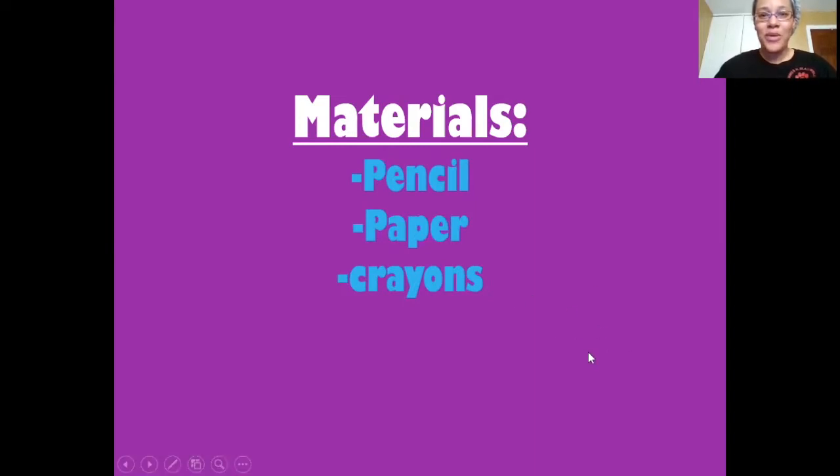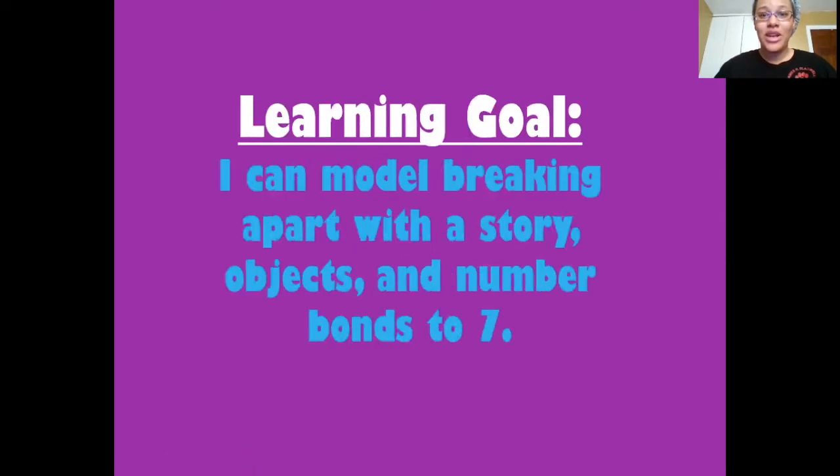Okay, let's find out what our learning goal is for today. Our learning goal says, I can model breaking apart with a story, objects, and number bonds to 7. So what's our key number today? 7. That's right. So we're going to break apart 7 using story, objects, and number bonds.